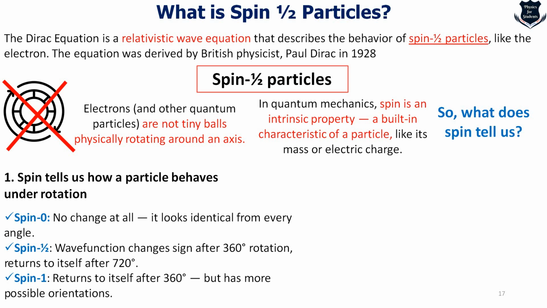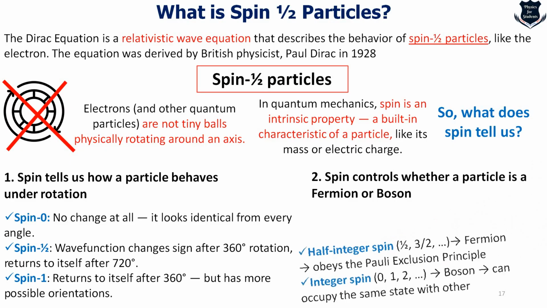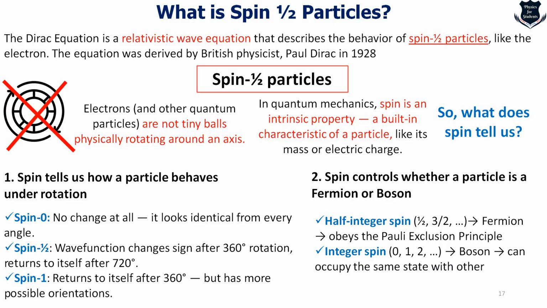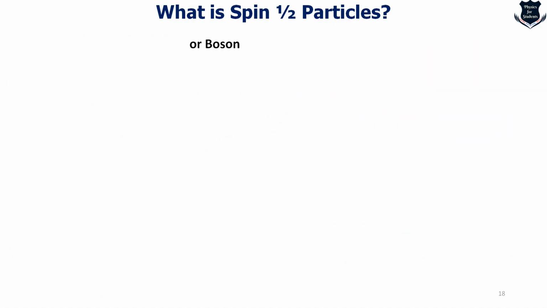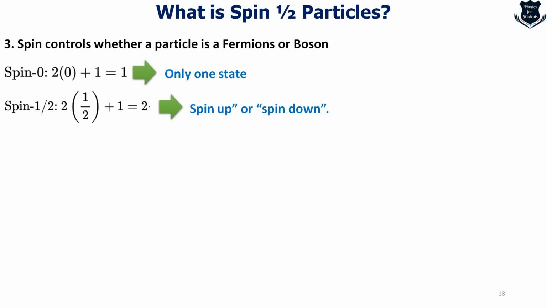Again, a quick note, spin does not mean a spinning top. It is an intrinsic property. Spin also tells us whether a particle is a fermion or boson. Definitely it is very important, because half integer spin particles are fermions, that means they obey the Pauli exclusion principle. Integer spin particles are bosons, following Bose-Einstein statistics, and can occupy the same state. Further, spin also determines the number of states. Spin 0 has only one state. Spin half, spin up or spin down. Spin 1, either spin -1, 0 or +1.